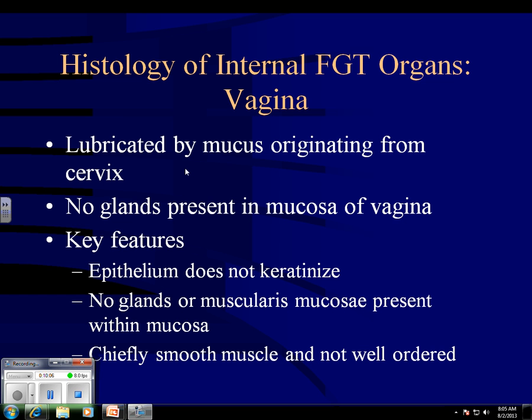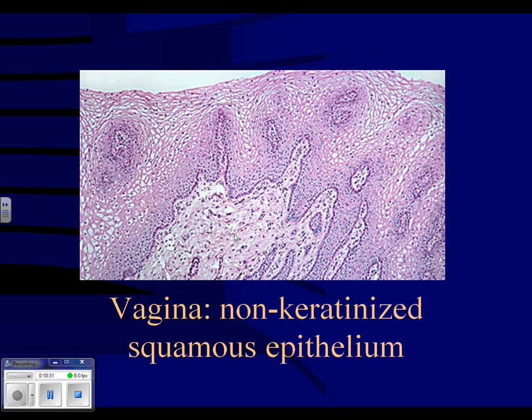There is an abnormal condition called vaginal adenosis where you can see them, but in normal patients there should be no glands. The epithelium doesn't keratinize generally. If it does, that's also abnormal. It's called hyperkeratosis if it does. Again, no glands or muscularis mucosa present within the mucosal layer, and it's chiefly smooth muscle, and it's not particularly well ordered. So it's not as obvious as like the uterus, for instance, where the smooth muscle is in bundles.